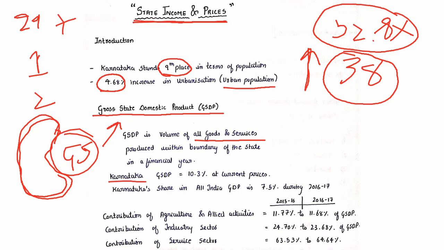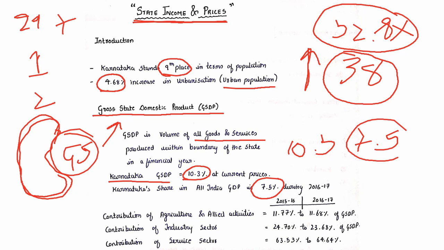Karnataka's GSDP is 10.3% at current prices. This is important. Karnataka's GSDP is how much? It is 10.3% at current prices. Karnataka state contributes 7.5% to all India's GDP. Out of all the states' contribution to the GDP in India, 7.5% was contributed by Karnataka.